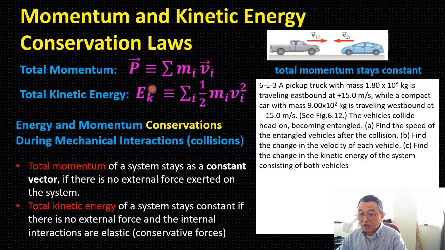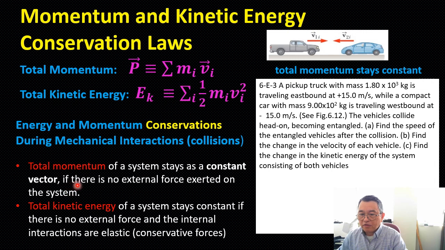Same idea for the total kinetic energy, which is half mv squared. You add the kinetic energies together. So these are the situations where momentum and kinetic energy will be conserved. There are different conditions. For total momentum, the system momentum will stay a constant vector if there's no external force exerted on the system.